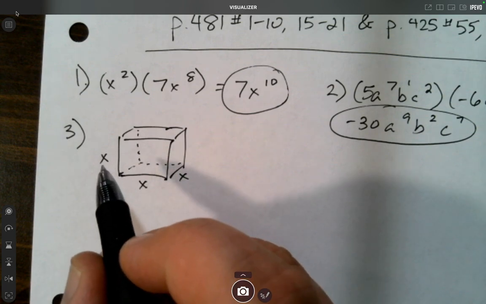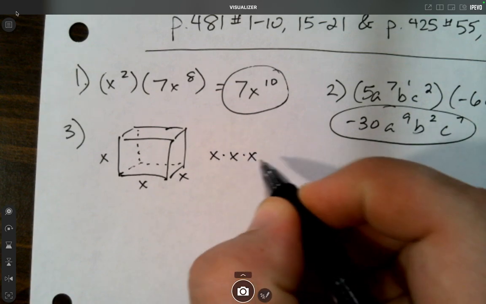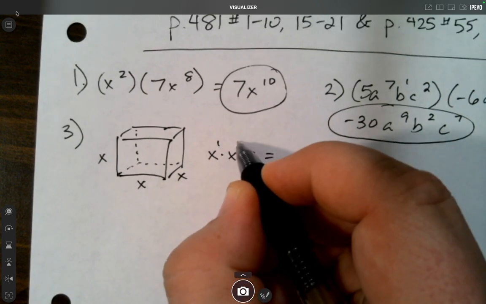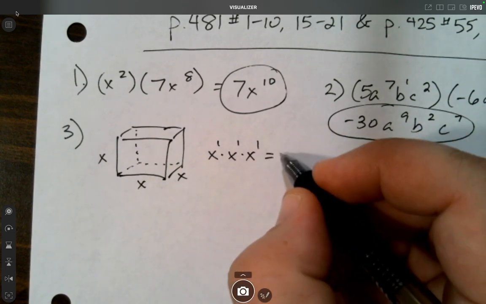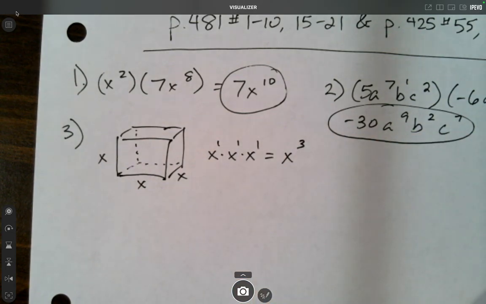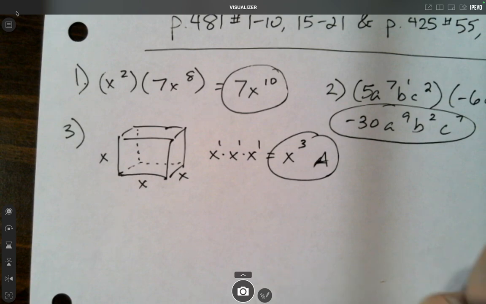And so we would multiply x times x times x. So x times x times x, that's x to the first 3 times. So we add 1 plus 1 plus 1, and we get x cubed. So the correct answer is A in the textbook.